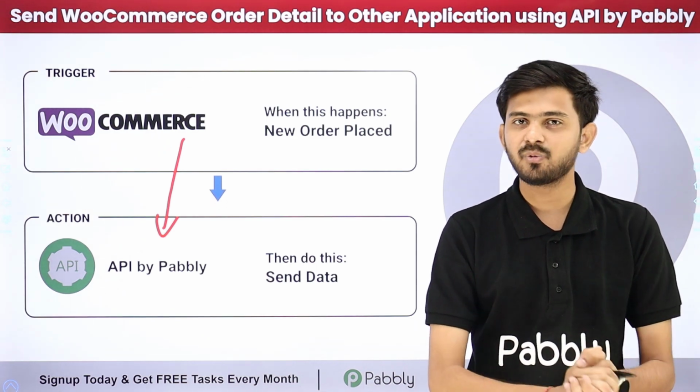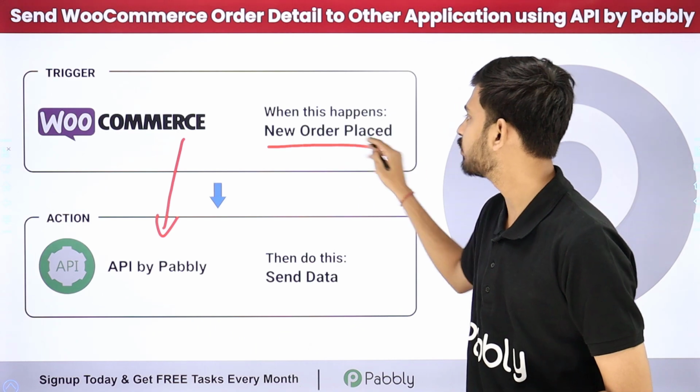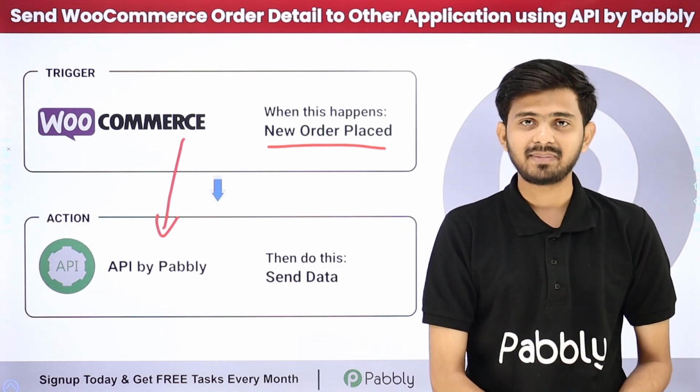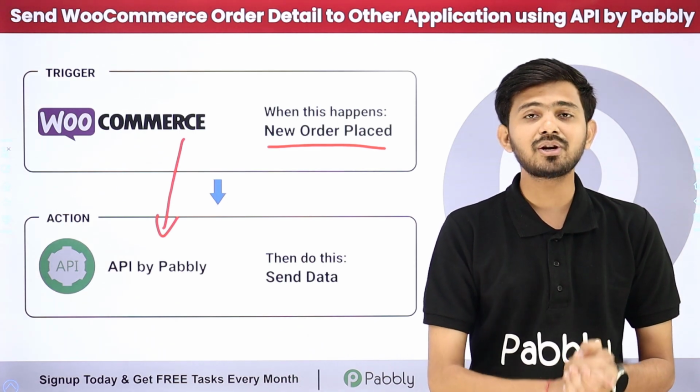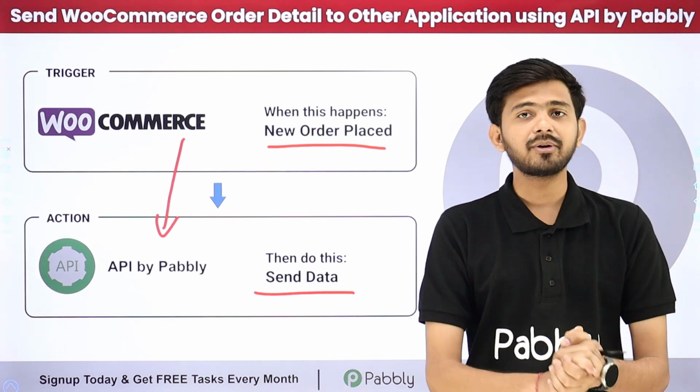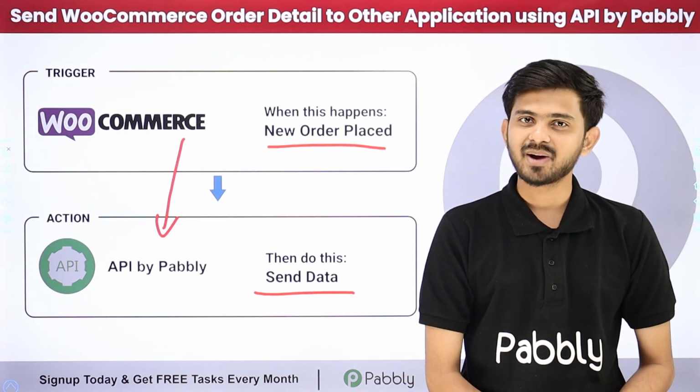Now with Pabbly Connect, whenever I'm going to receive a new order on my WooCommerce store, then automatically I'm going to send that order detail to my other application, that is MailerLite, and I'm going to do that with the help of API by Pabbly. So how I'm going to build this connection? For that, let me take you to my computer screen.